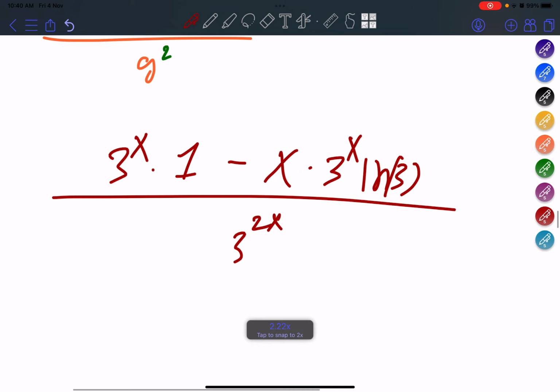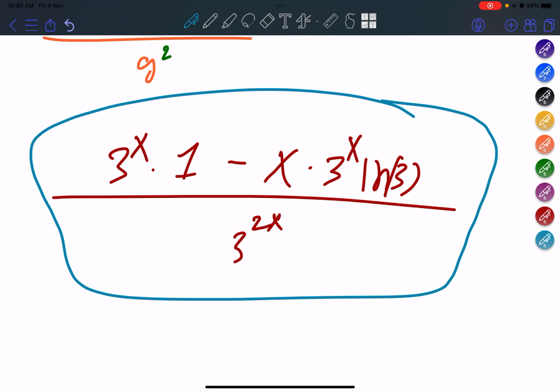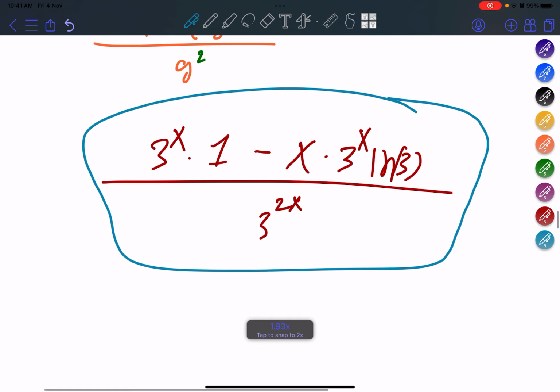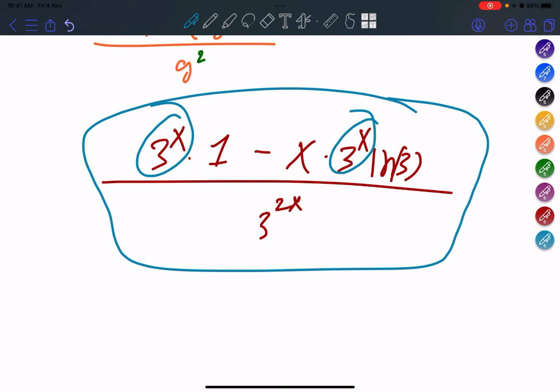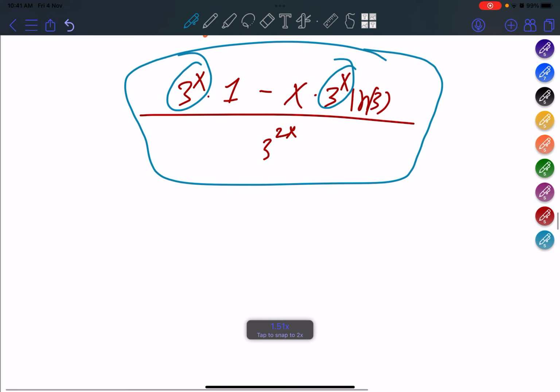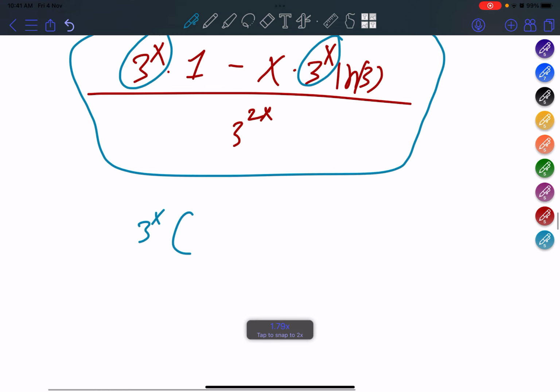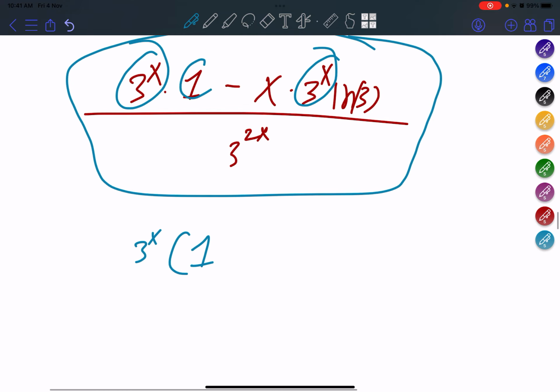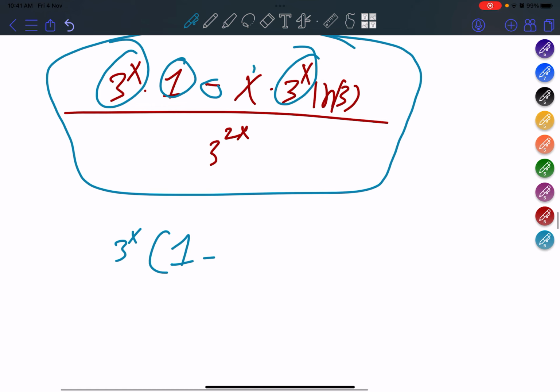Okay, now we have one last step, which is simplifying this fraction. This answer is correct, but since we're in grade 12, we must simplify it even more. We see that we have here 3 power x and here 3 power x, so we can take it as a common factor. So we write 3 power x and then open parentheses. Let's write the rest of the values: 1, minus x, ln 3.